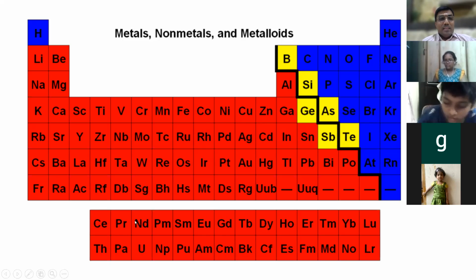Now you can see, students, here down, these are F block elements. Cerium to lutetium. Similarly, thorium to lawrencium. So these are all F block elements. So all S block elements, all D block elements and all F block elements are metals.